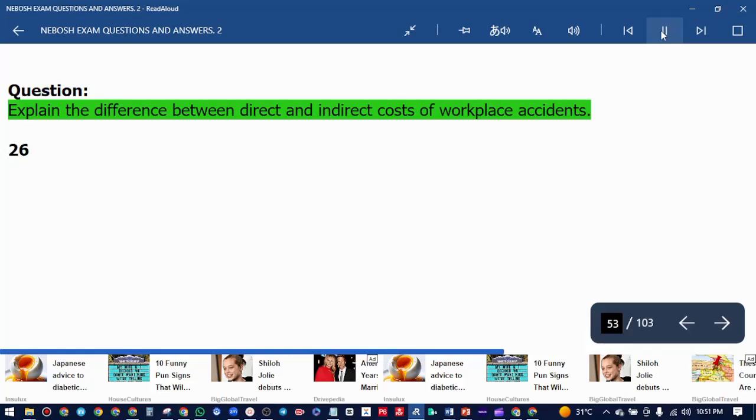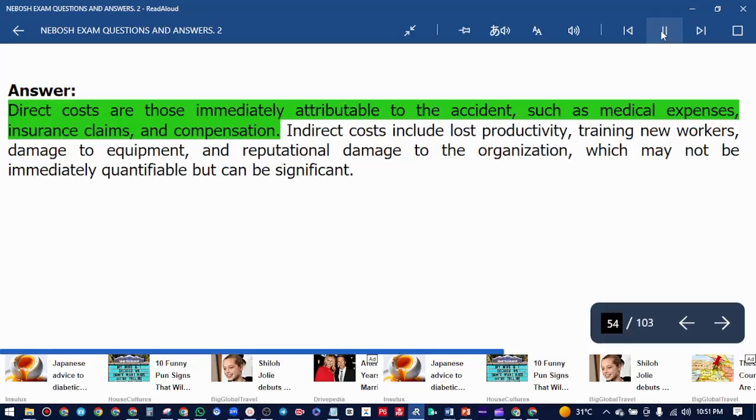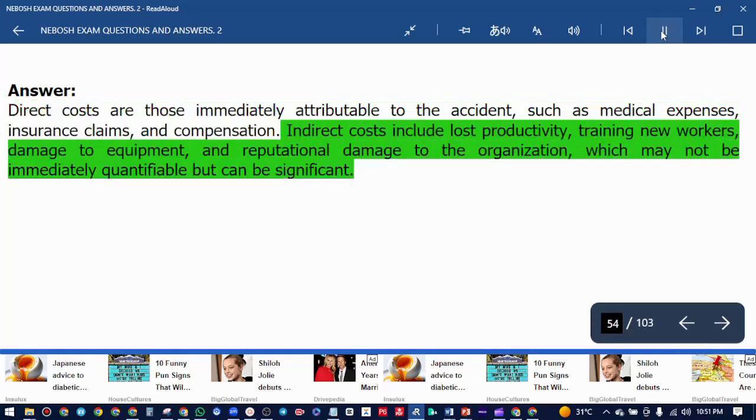Question 26. Explain the difference between direct and indirect costs of workplace accidents. Answer. Direct costs are those immediately attributable to the accident, such as medical expenses, insurance claims, and compensation. Indirect costs include lost productivity, training new workers, damage to equipment, and reputational damage to the organization, which may not be immediately quantifiable but can be significant.